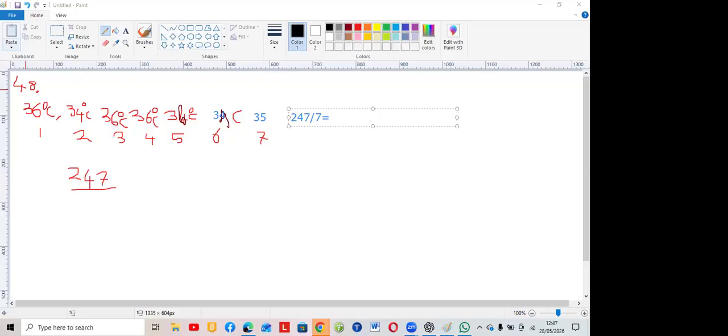Okay, so this is how I'm cross-checking. I'm adding all the last digits, the units digits. 6 plus 4, 10. 10 plus 6, 16. 16 plus 6, 22. 22 plus 6, 28. 28 plus 4, 32. 32 plus 5, 37. Okay, looks like she's right.